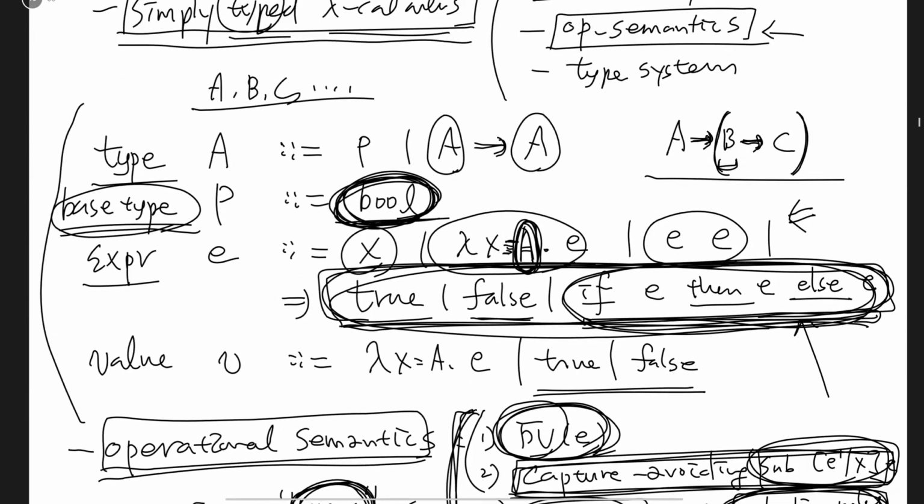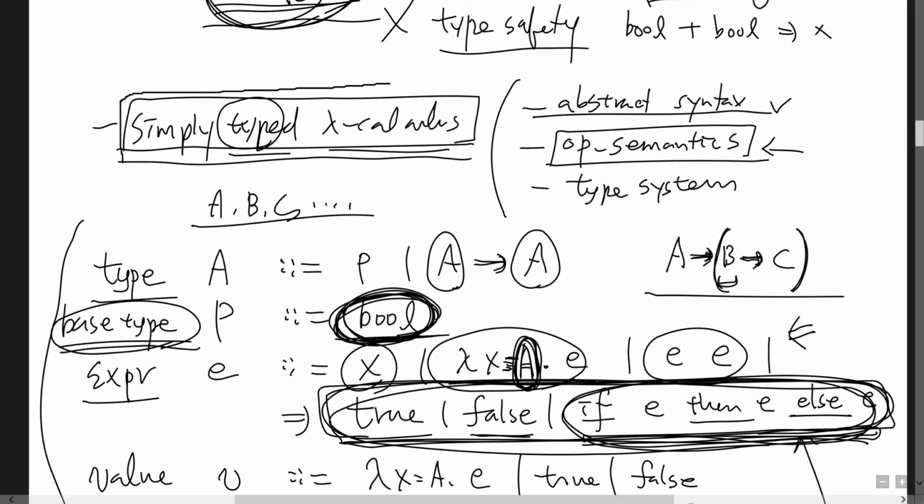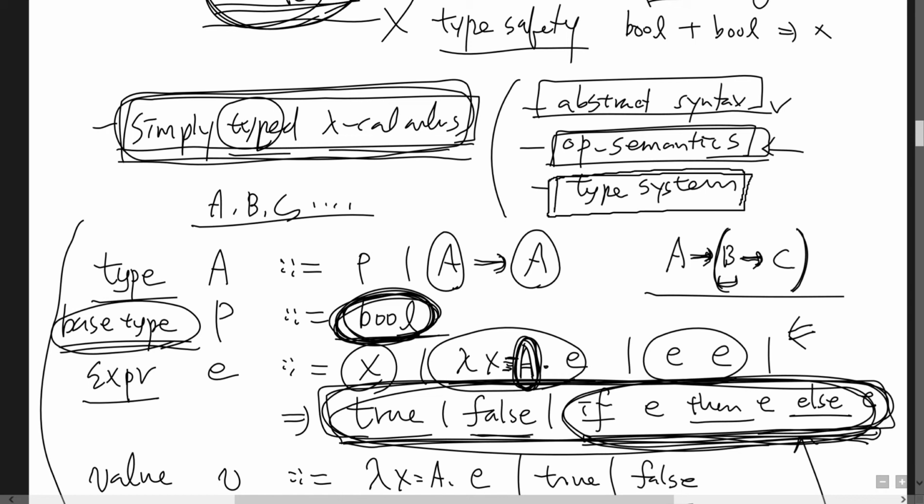Now let's go back to here. So we are in the middle of designing this new language called the simply typed lambda calculus, and we gave a new abstract syntax, and we finished this operation semantics. Now it's time to discuss the last new component called type system. So let's develop this type system.